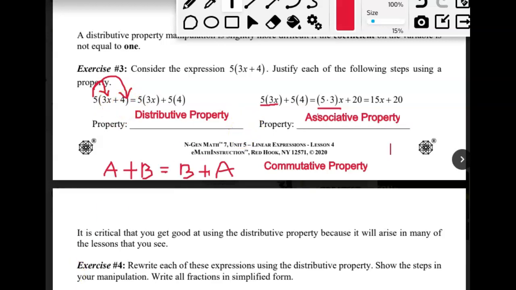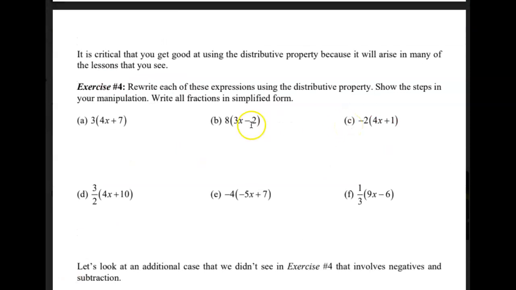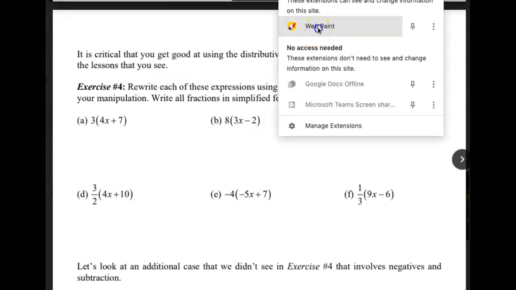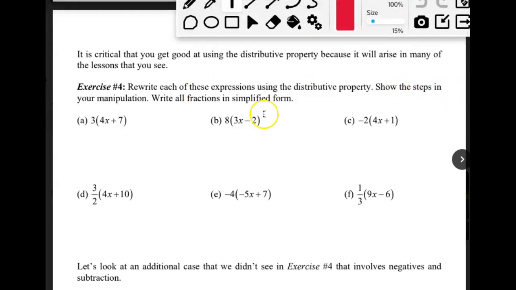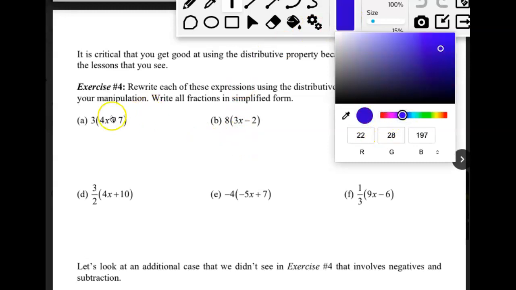Okay, so here we're going to rewrite this expression using distributive property. Show each step, then write all the fractions in simplified form if there are any. So let me work with you on the first one. Distributive property means that the other factor will be given to each of the terms inside. The first factor is 3 and the other factor is 4x plus 7, but the other factor has 2 terms, 4x plus 7. So we are going to give.